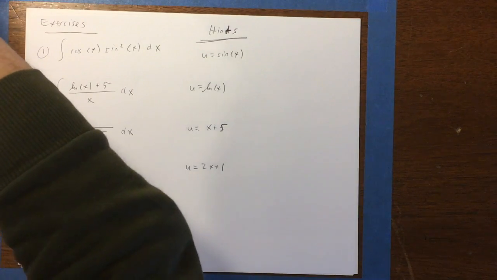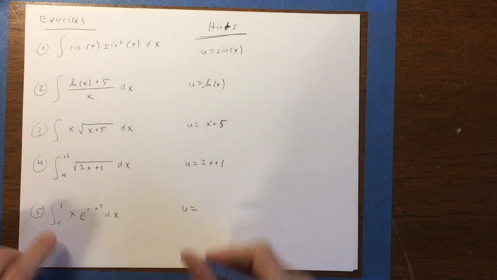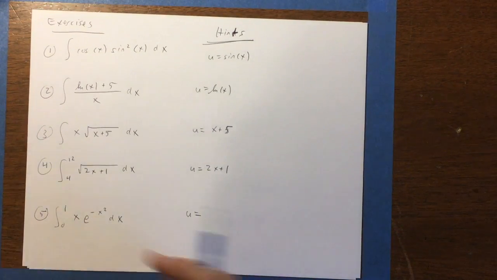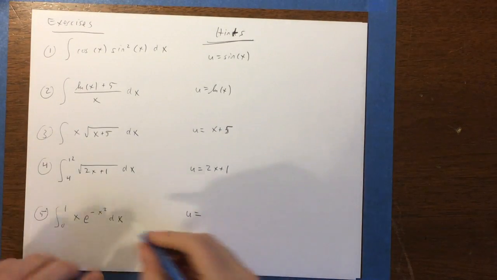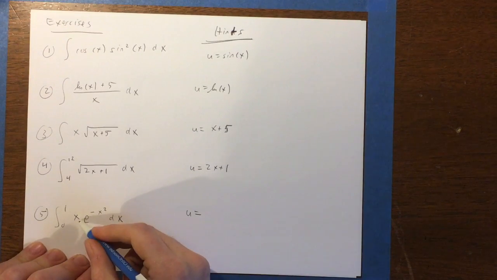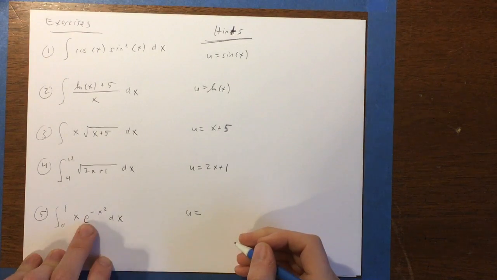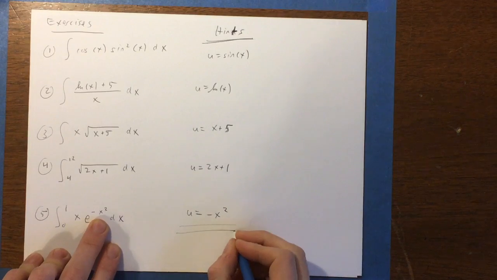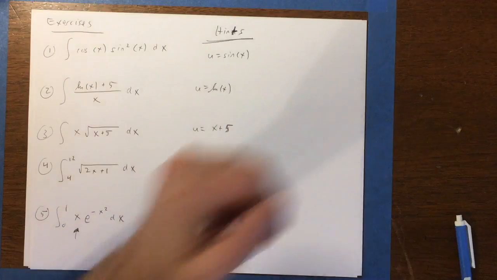And then number 5 here. For this one, this is a pretty straightforward u sub as well, where we have a composition of functions. We've got to deal with the inner function being negative x squared, and the outer function is e to the power u, so u equals negative x squared. Try that, and you should be able to deal with this x right here by that process.